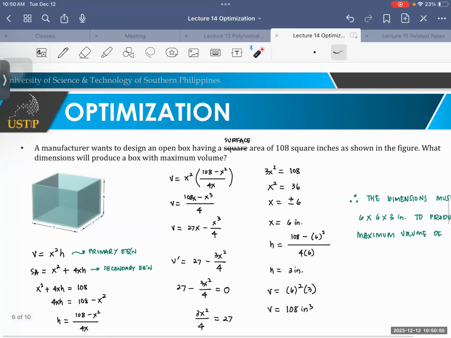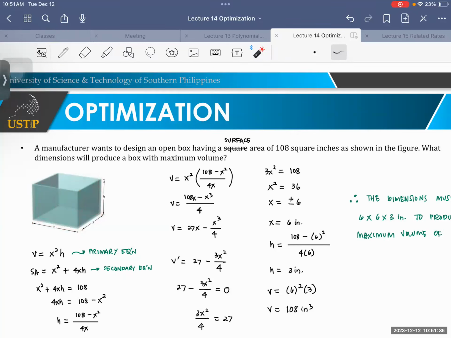Now, atong secondary equation will be, of course, the surface area. Surface area class will be kaning area ani plus area ani plus area ani plus area ani plus area ani. 5 ka buok. Okay? Pero dali ra ka siya class. Ang kaning area will be x by x or x squared. And then, the other 4 areas will have the same area, which is, unsa man, ang area ani will be x times h. Okay, kanang area ni. Kini siya kay x by h gyapon.